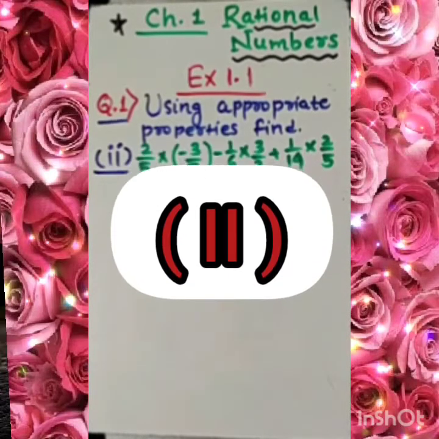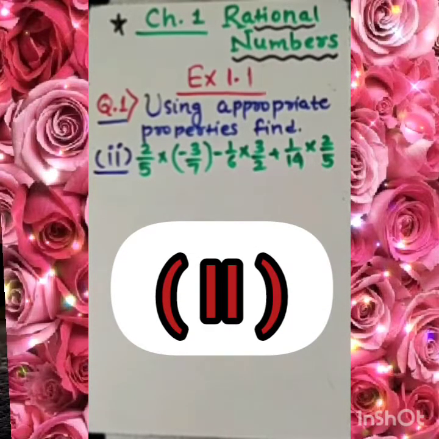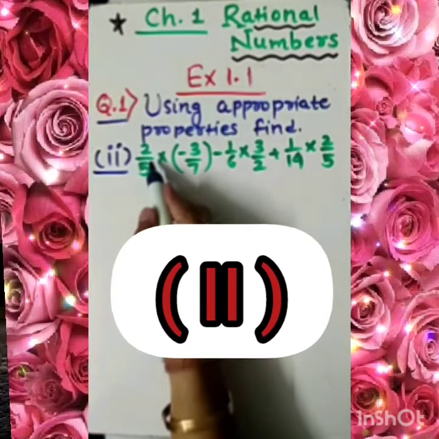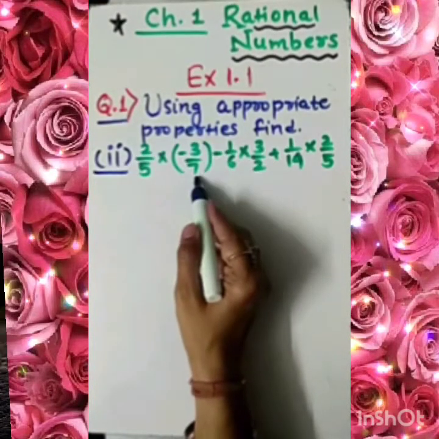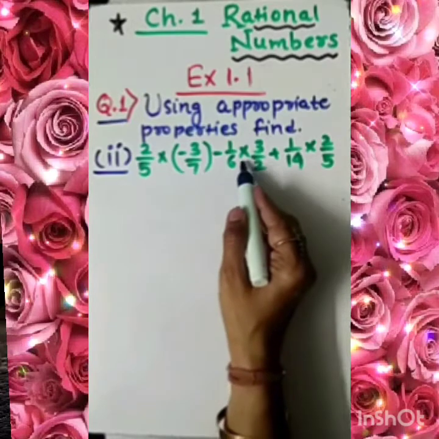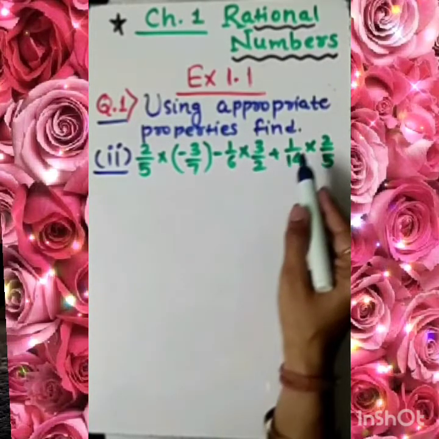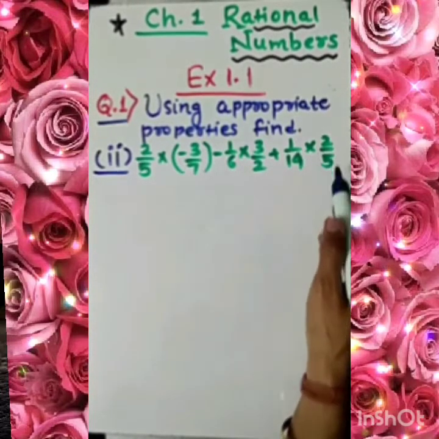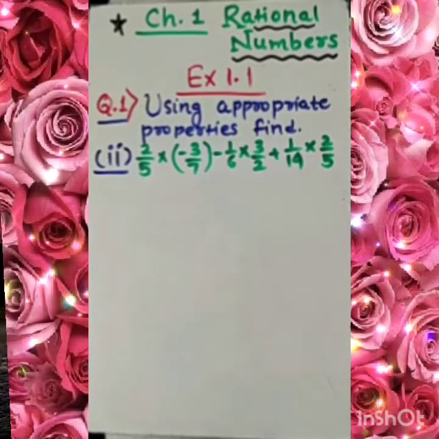Okay, my dear student, the second part of question 1 is 2 by 5 into minus 3 by 7 minus 1 by 6 into 3 by 2 plus 1 upon 14 into 2 by 5. Okay, so this is the question. We want to apply the appropriate property and find its solution. Fine. Now first of all, as I taught you in the first question, we need to make a pair. That is called making the grouping. So grouping can be done.